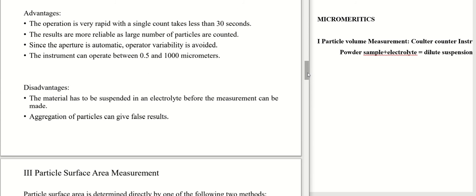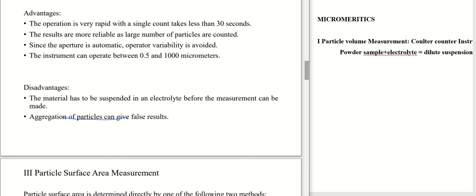These are the advantages and disadvantages of Coulter counter. The disadvantage of this method is we need some electrolyte to make a suspension of the powder sample, and we need to choose this electrolyte solution carefully in such a way that it should produce a deflocculated suspension, not a flocculated one, because aggregation of particles can give false results.